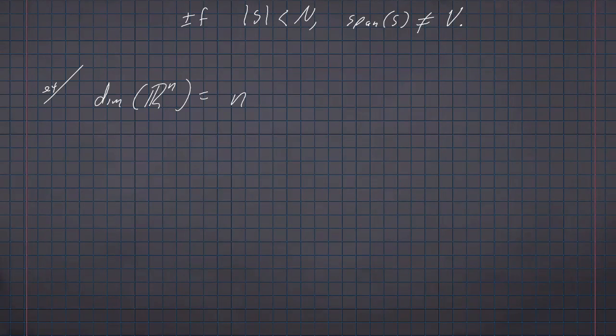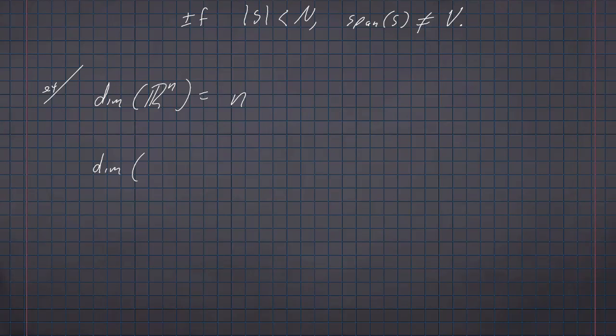We saw in the last video that the Euclidean vector space R to the n had a basis of n vectors, the standard basis, 1, 0, 0, then 0, 1, 0, 0, etc., all the way through to the last one, 0, 0, 0, with a 1 at the last entry. Because the basis of R^n has n elements in it, the dimension of R^n is n.